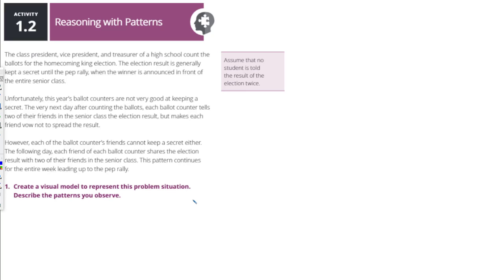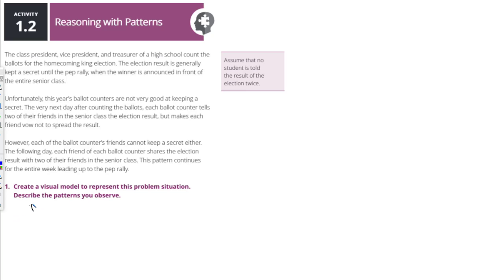The very next day, after counting the ballots, the counter tells 2 of their friends in the senior class their election results, making each friend vow not to spread the result. However, each ballot counter's friend cannot keep the secret either. Each friend shares the election results with 2 of their friends in the senior class. This pattern continues for an entire week leading up to the pep rally. So let's just go through it and make a visualization of this pattern.